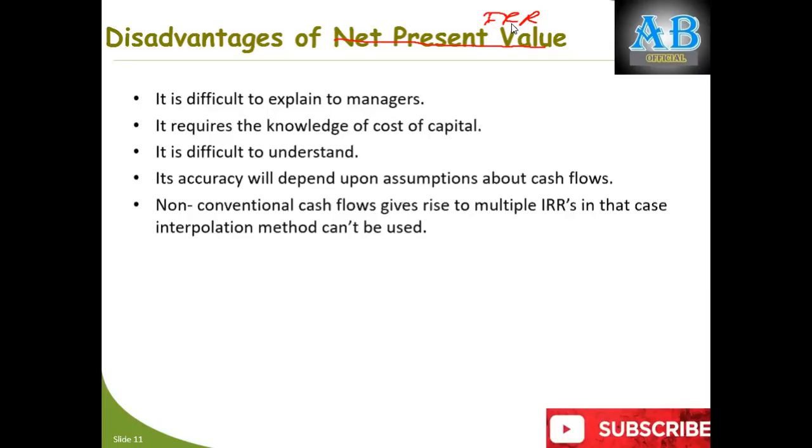And non-conventional cash flows happen when in your later time periods, either in year 2, 3, 4, or in any year, you have a net negative cash flow, meaning you have cash outflows. Those are called non-conventional cash flows and you have multiple IRRs. For that purpose, we are supposed to calculate the modified IRR. Over there, the interpolation method cannot be used.